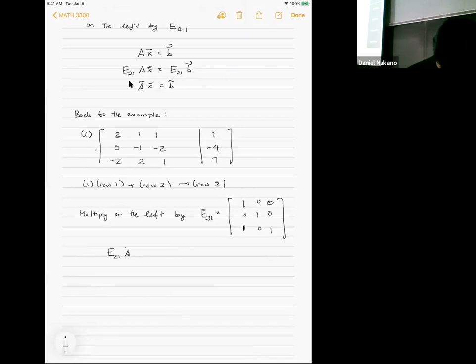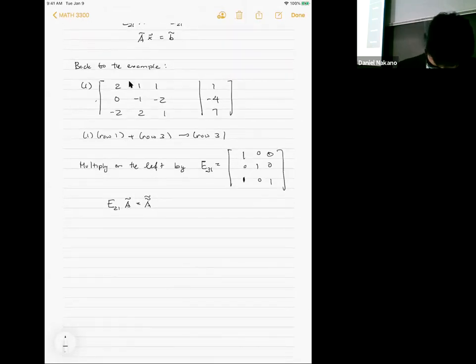Okay? So what I get is E21 A tilde is equal to A tilde tilde. And so let's do that. Okay, so let's see, we get 2, 1, 1 here. The 1 stays the same. Second row stays the same. Third row becomes 0, 3, 2, and an 8. Okay? And so this is A tilde tilde.